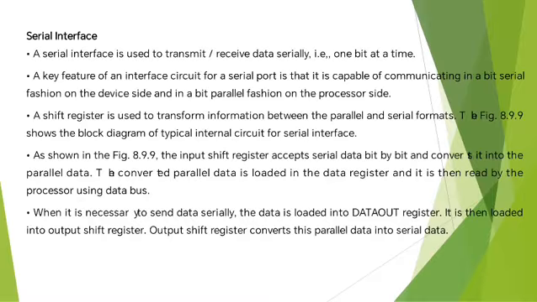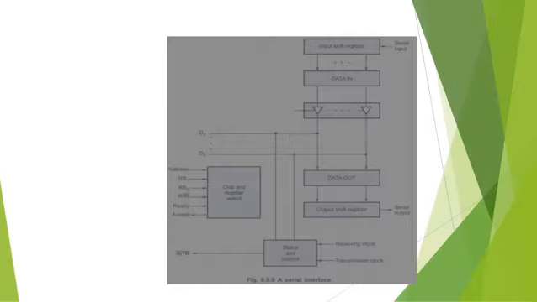Serial interface. A serial interface is used to transmit or receive data serially, one bit at a time. A key feature of an interface circuit for a serial port is that it is capable of communicating in a bit serial fashion on the device side and bit parallel fashion on the processor side. A shift register is used to transform information between parallel and serial formats. So this is the process of the serial interface. Everything will be processed and then finally given as bit by bit output.